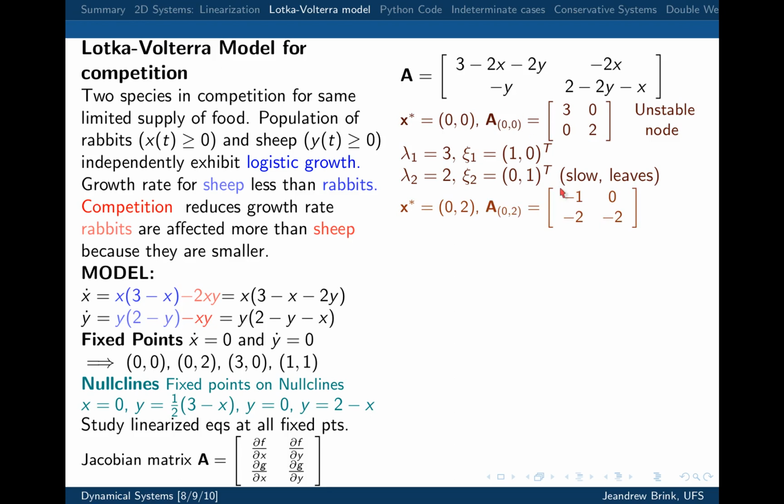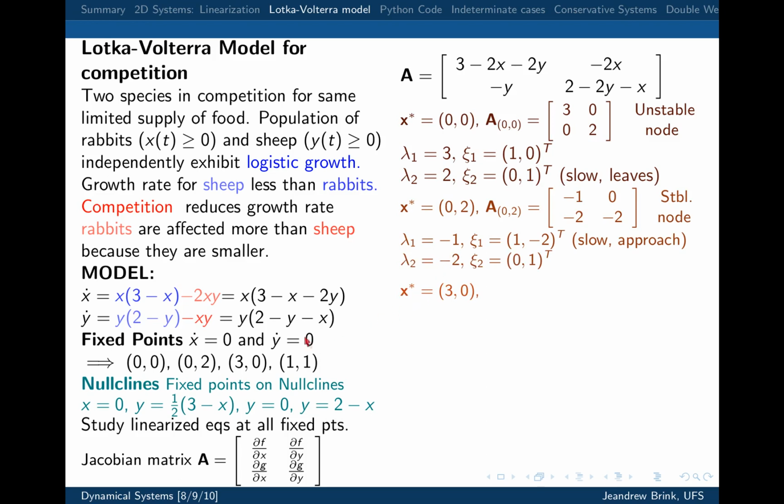Okay, 0, 2, you once again substitute 0, 2 in here, and you get that your matrix at 0, 2 is minus 1, minus 2, 0, minus 2. You once again note that there's a 0 element, so your eigenvalues are minus 1 and minus 2. Okay, so it's a stable node because your eigenvalues are real and the trace is negative. And here's your first eigenvalue. Okay, you can work out the eigenvector. It's the slow direction because it's the smallest absolute eigenvalue. Your other one is the fast direction.